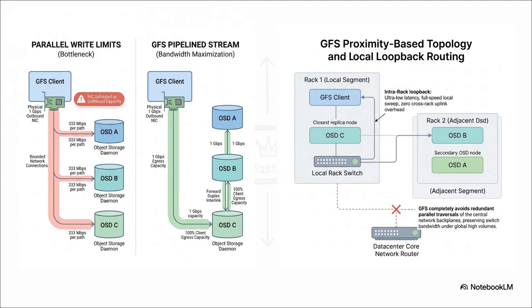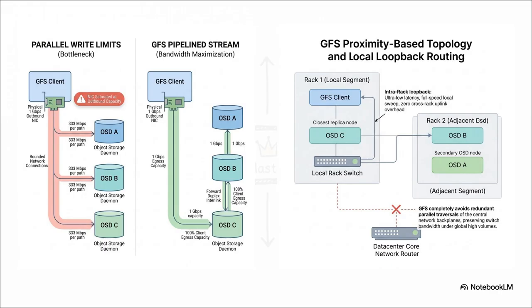And this setup is exactly why GFS uses a daisy-chained pipeline instead of parallel writing. Think about it. If a client tries to push data to 3 replicas all at once, its 1 gigabit outbound network card is going to hit a severe egress bottleneck. It basically divides the bandwidth to 333 megabits per stream, which is incredibly slow. Instead, GFS uses pipelining. The client uses its full 1 gigabit capacity to send data to the first node. Then, that node uses its own independent capacity to forward it to the next.